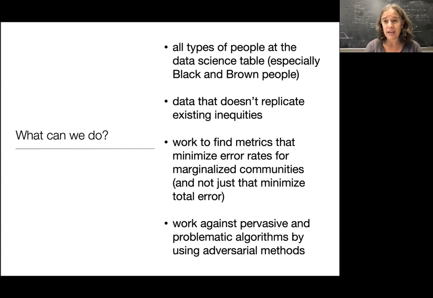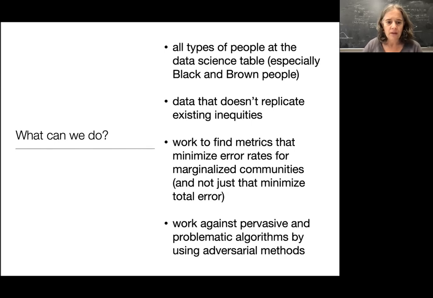So we need to be really careful about the data sets that we bring to the algorithm, and make sure that those data aren't just what we want to replicate, because more often than not, the data is terrible because society is terrible. The more we can work to find metrics that minimize error rates for marginalized communities, and not just total error, the more the model will be successful at understanding what's happening for marginalized groups. And we can work against pervasive and problematic algorithms by using adversarial methods like that Fox algorithm I told you about.